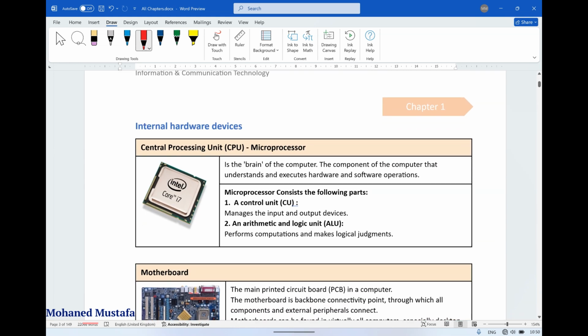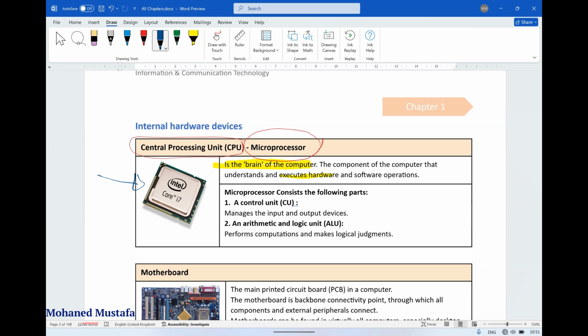The first component inside the computer, or the first internal hardware, we call it the central processing unit, or in your book, another name for it is a microprocessor. This is the processor of the computer. This is, as you can see here, the brain of the computer. Everything that should be executed will be executed through this component. Meaning, whenever you run any application in the computer, what's the component responsible for running that application for you? The processor. It's the brain of the computer.